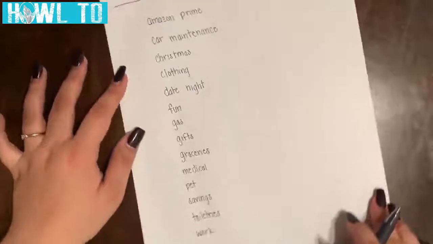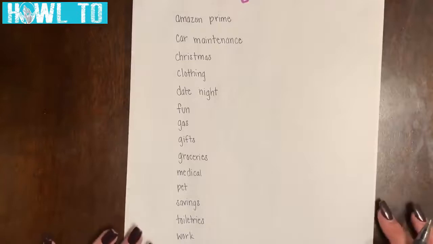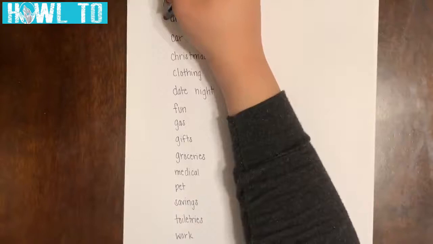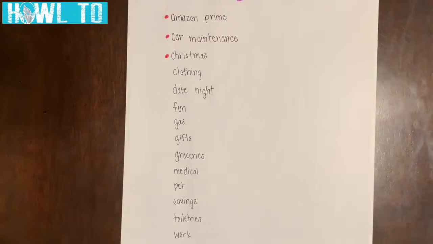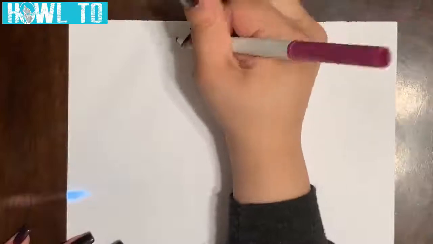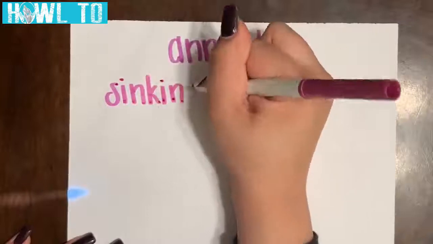And as you can see, I have listed our sinking funds in alphabetical order. I prefer it this way, but obviously you can do it however you'd like. So now that we have listed our sinking funds, we are going to go through them and find any of them that are an annual payment. And for this, it happens to be the first 3 here: Amazon Prime, car maintenance, and Christmas. So now that we have marked our annual sinking funds, we will want to create a budget for them.